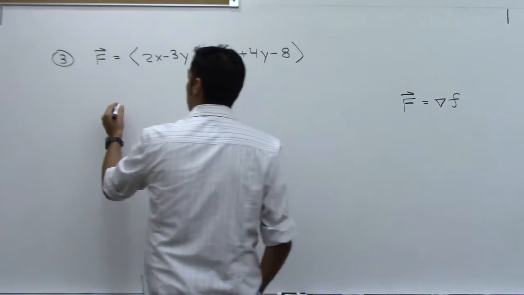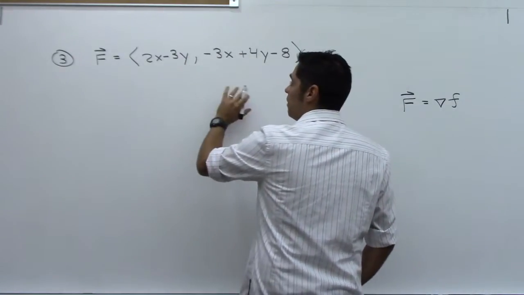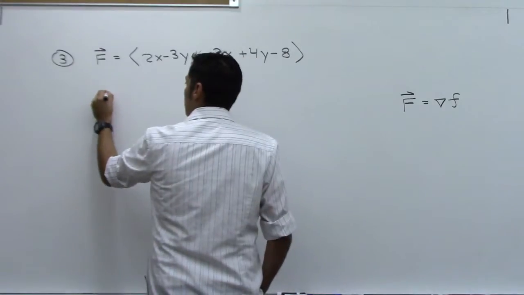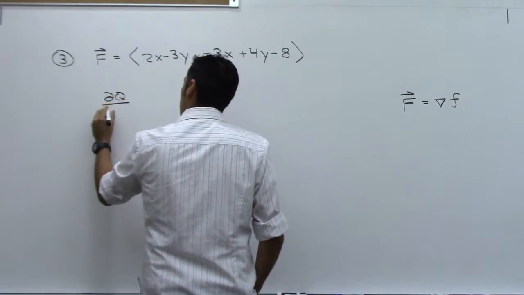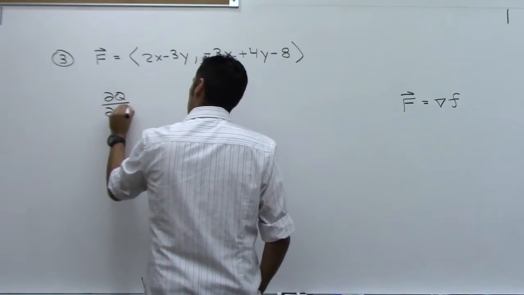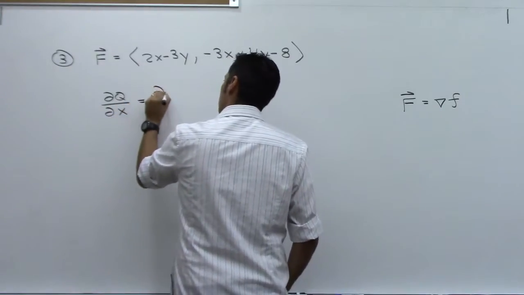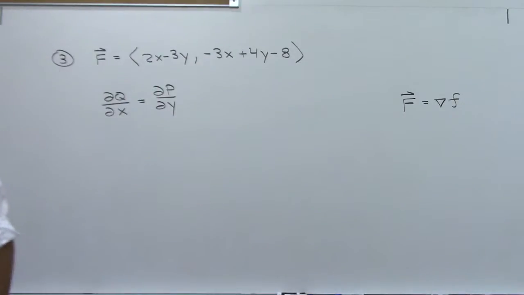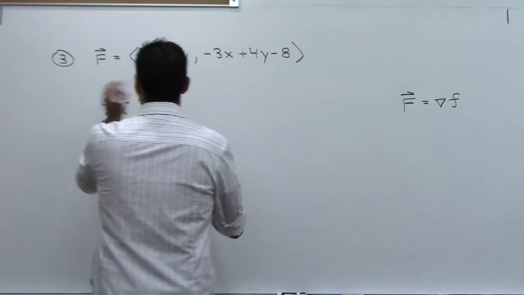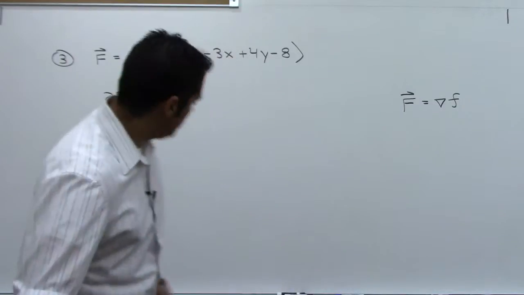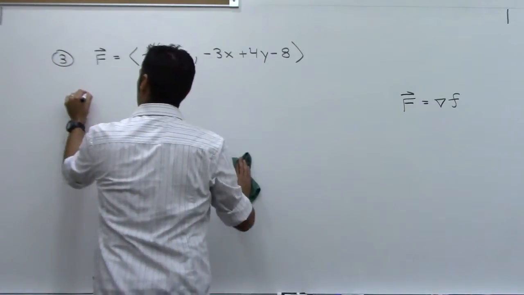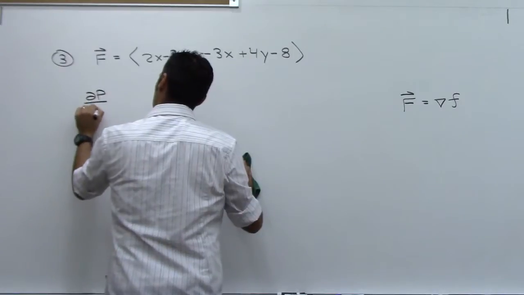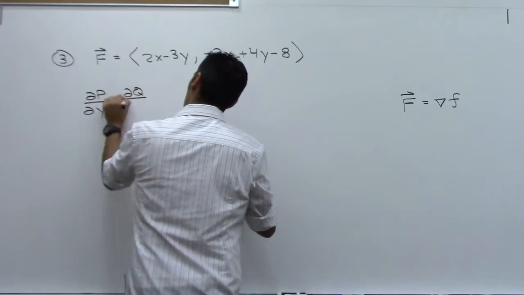Well, there's a quick check. If this is a two-dimensional vector field, which it is, then I just need to check the partial of q with respect to x. Does that equal the partial of p with respect to y? I think in my notes I had that written the other way. Doesn't matter, I'm going to stick with what I have in the notes. So I want to check whether the partial of p with respect to y equals the partial of q with respect to x.